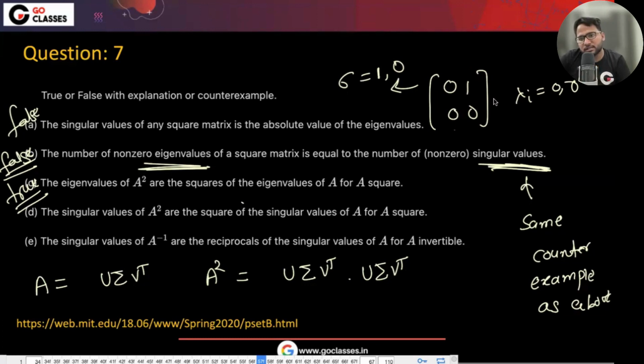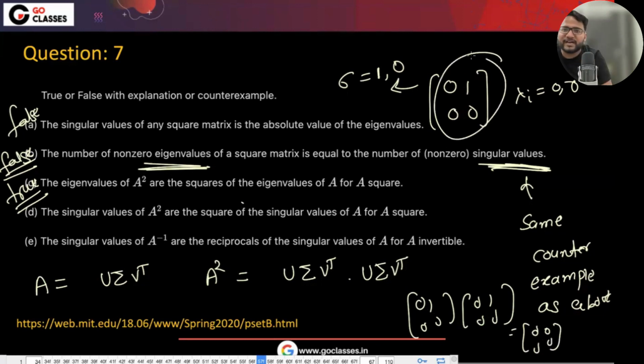If A is this, then what is the A square, by the way? 0, 1, 0, 0, 0, 1, 0, 0, 0, 0, 0, 0. Okay, this is the counter example, right? This is a very nice counter example. So basically, if you take this as A, then A square is a zero matrix. Then eigenvalues and singular values, everything will be just zero.